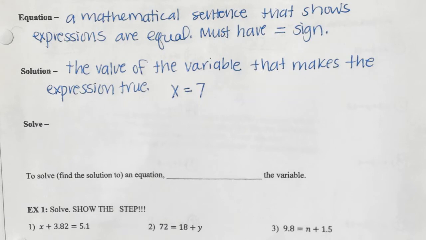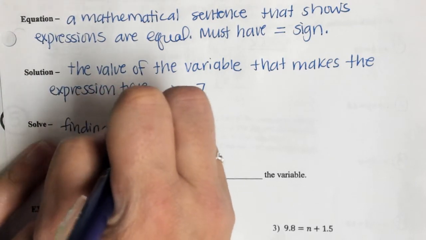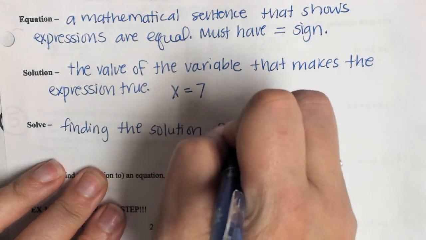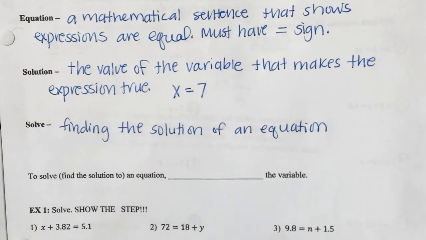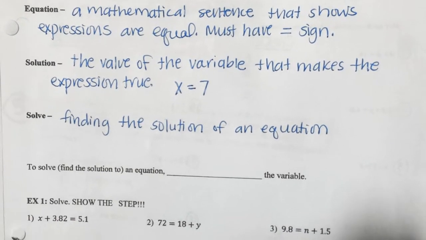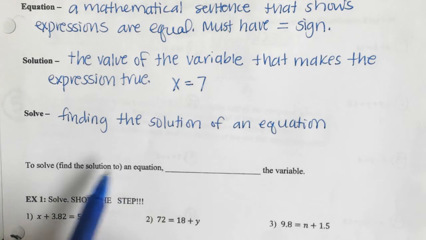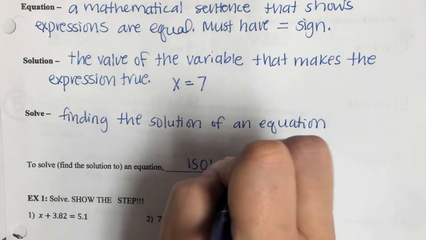All right, what about the word solve? To fix it. So we're going to say that we are finding the solution, which we just figured out was the value of the variable of an equation. And that's what we're going to do today. We're actually going to solve equations. All of our work with expressions and variables and all that stuff is leading up to this, guys. And our word for the day, when we solve an equation, is going to be isolate. We're going to isolate the variable.